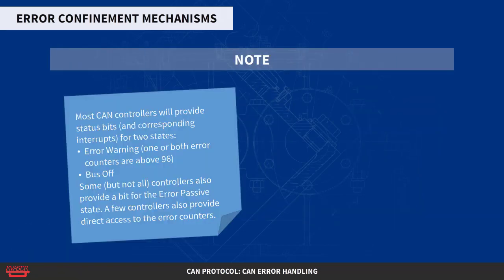Most CAN controllers will provide status bits and corresponding interrupts for 2 states: error warning, when 1 or both error counters are above 96, or bus off, as described above. Some, but not all, controllers also provide a bit for the error passive state. A few controllers also provide direct access to the error counters.